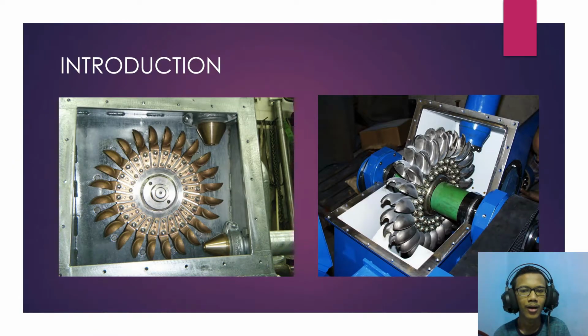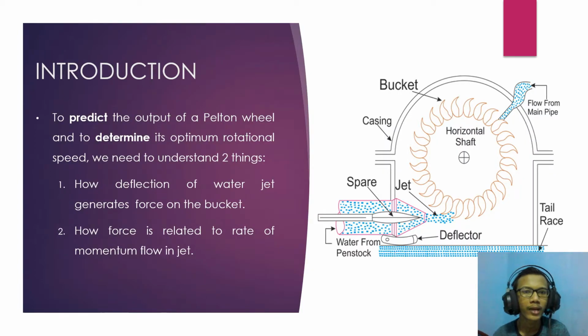As you can see over here, these are two examples of a Pelton wheel. This one has two sources for water jet, one over here and one over here, but this Pelton wheel only has one, but their concept is still the same. To predict the output of a Pelton wheel and to determine its optimal rotational speed, we need to understand two things. The first is how deflection of water jet generates force on the bucket, and the second is how force is related to the rate of momentum flow in the jet.